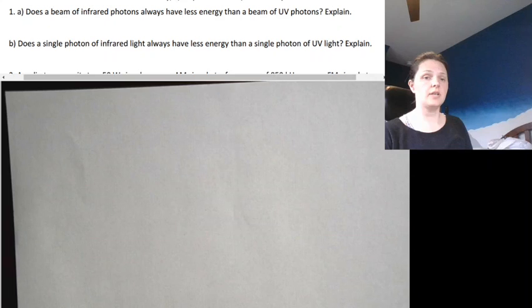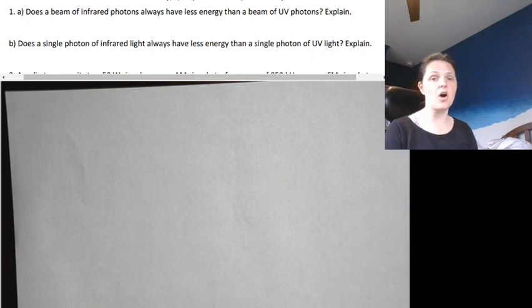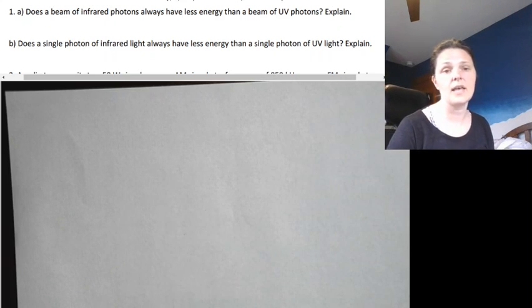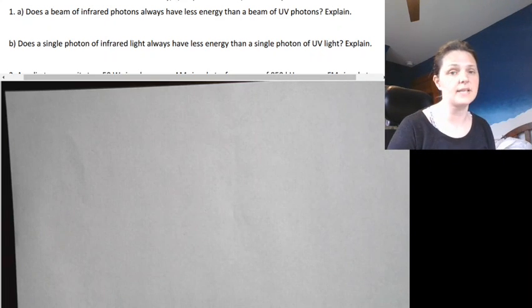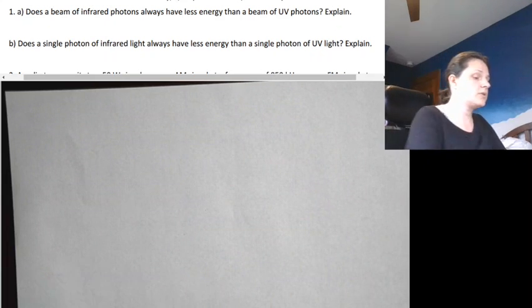So the first question here is a question from chapter 27. It says, does a beam of infrared photons always have less energy than a beam of UV photons? And it asks you to explain. And then that's the same question about a single photon. So does a single photon of IR light always have less energy than a single photon of UV light? And we'll explain.